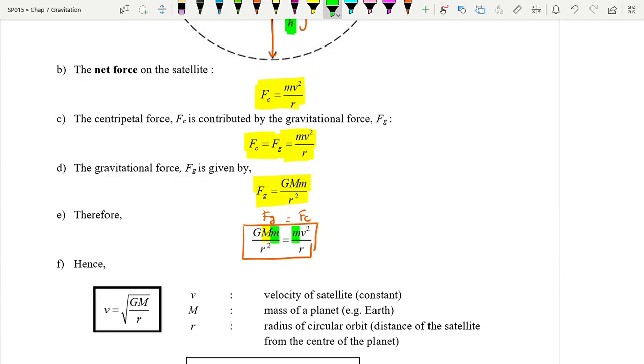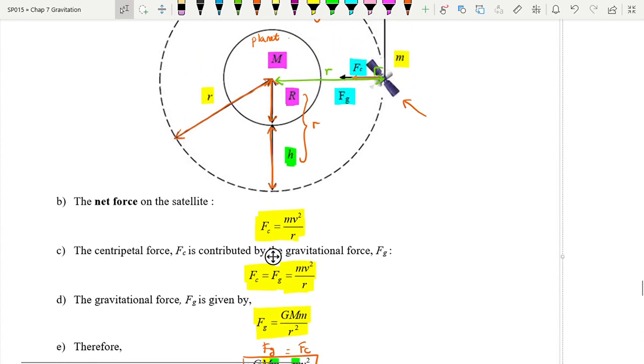Apa r? R ini, okey, tengok balik formula asal Fc. Formula asal Fc mestilah radius of the orbit. Sebab kita refer kepada radius of satellite kan. Mass of satellite, velocity of the satellite, mestilah radius kat mana position satellite. So radius of orbit kita yang kita label as small r. Bukan radius of the planet, tapi kat mana position satellite tu.